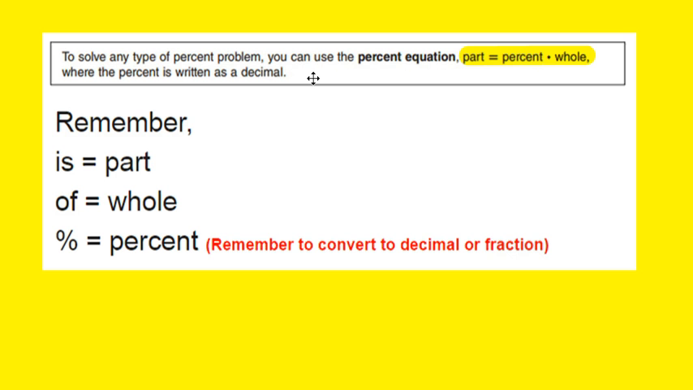Remember, when you're trying to identify which one is the part, the percent, or the whole, usually the word is represents the part, the word of represents the whole, and the symbol for percent means it's the percent. Then just remember you have to convert it to either a decimal or a fraction. And like I said, usually we'll do decimals when we're solving these problems.